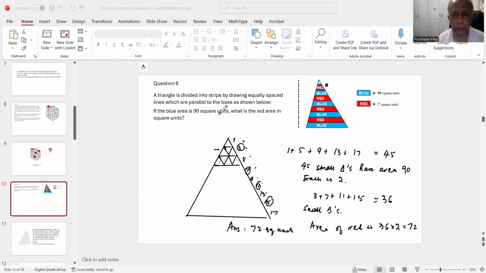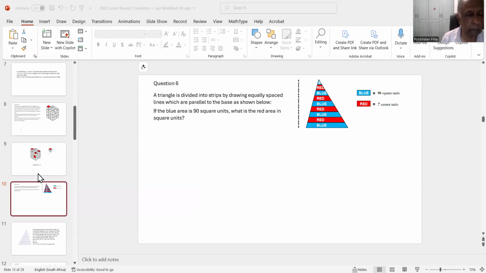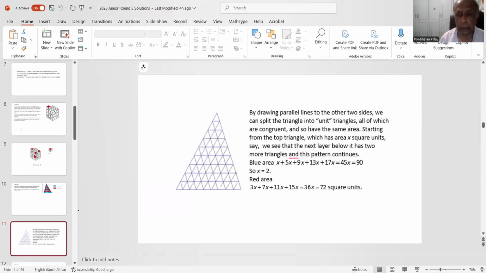I think, yeah, you're using units here, not centimeters or anything. All right. So the answer is 72. Let's just check to see whether this is indeed the answer. All right, you got 72.